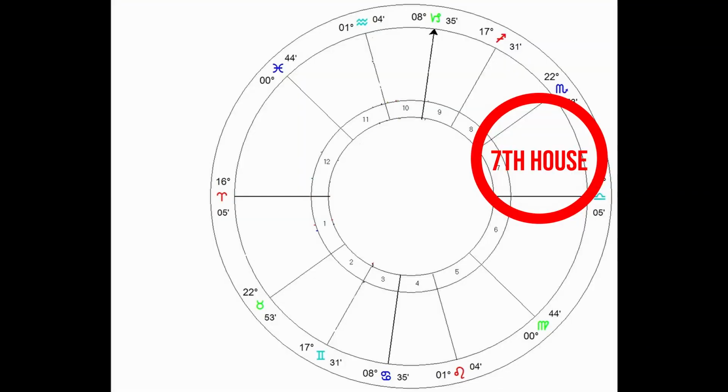The seventh house is the house of Libra, and this is the house of relationships. Your marriage, as well as your partnerships that include business partnerships or whatever the case may be, will be indicated to you through your seventh house.